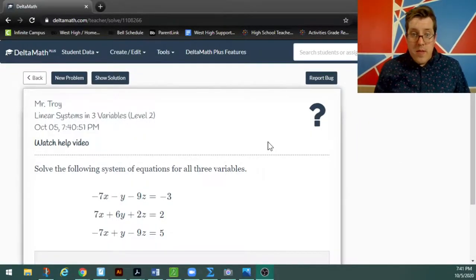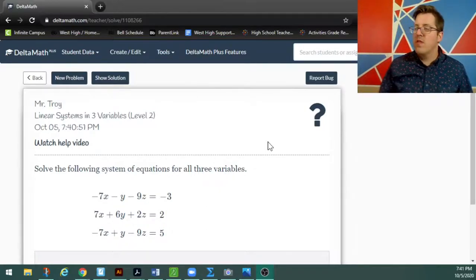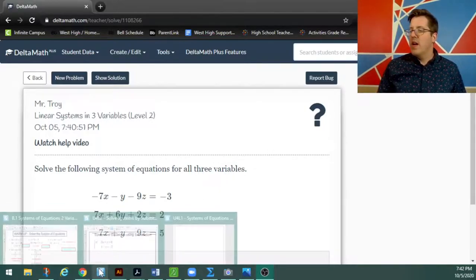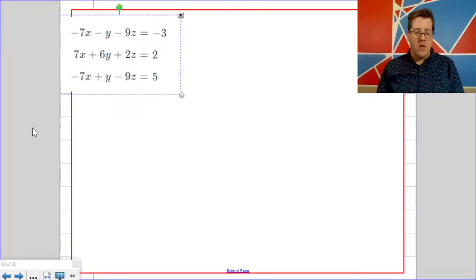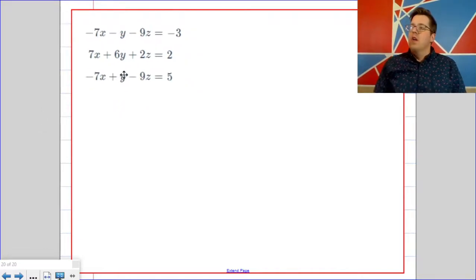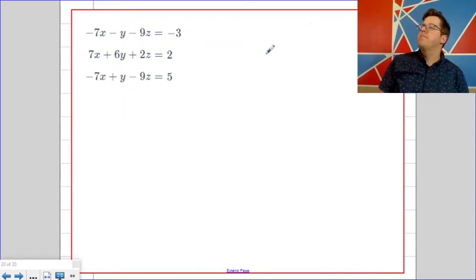Alright, so I pulled up a system of 3 equations in 3 variables, and I am going to solve this using elimination. Alright, so I'm going to start by canceling out the x's, and I'm going to do that in the third row by adding row 3 plus row 2, and putting that in row 3. And then in row 2, I'm going to add row 1 to that and put that in row 2.